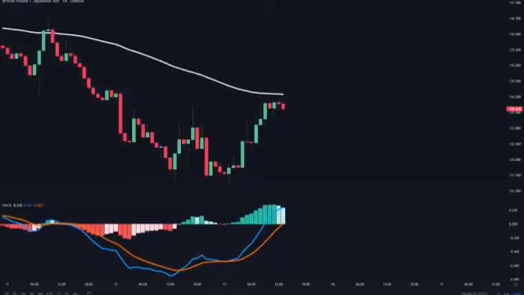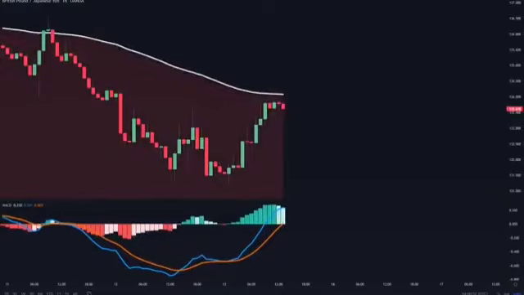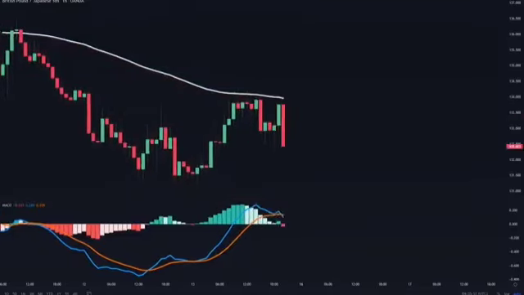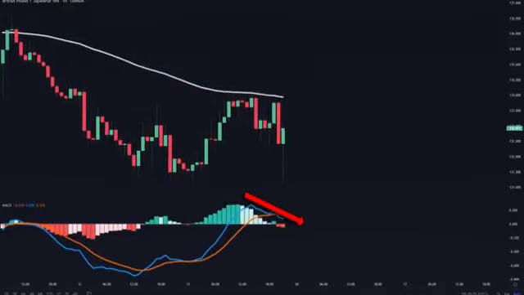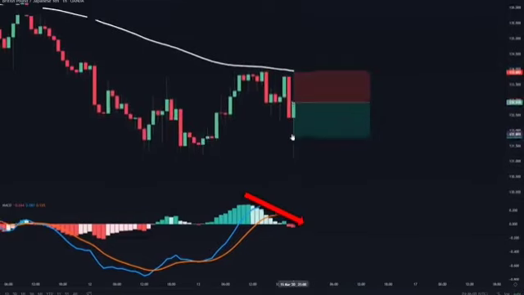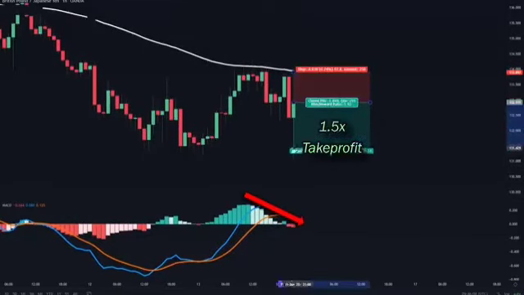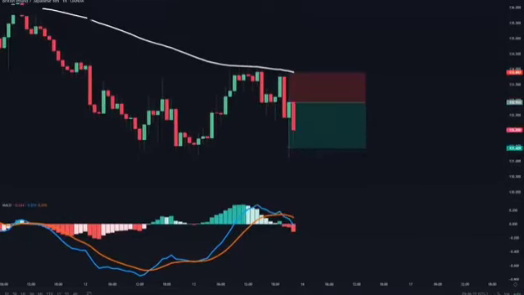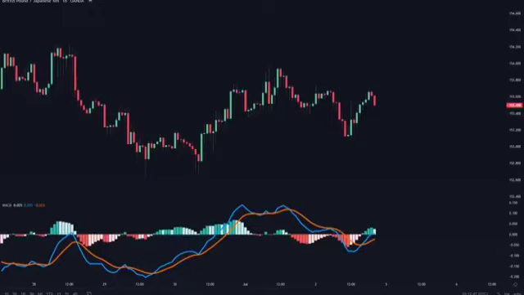In this chart, we can see that the price is below the 100 EMA, indicating that the long-term trend is down. Next, we have a cross down on the MACD, and so this will be our entry signal to go short. Now for your stop loss, place it above the nearest swing high and set your profit target at 1.5 times your stop loss. And as you can see, the price hits our profit target, and so this counts as a successful trade. So that was a simple MACD strategy for beginners that you can use.